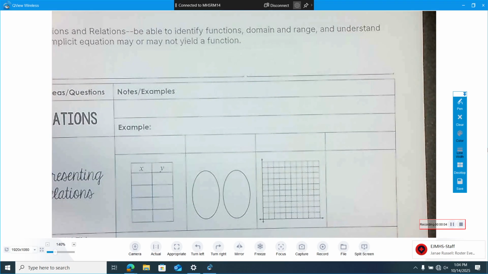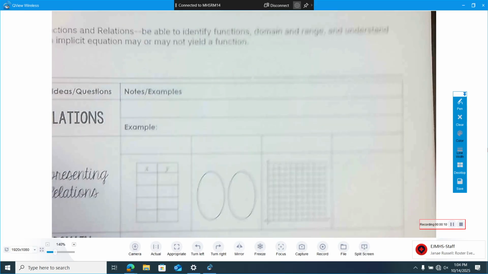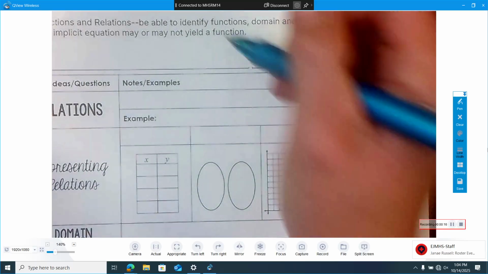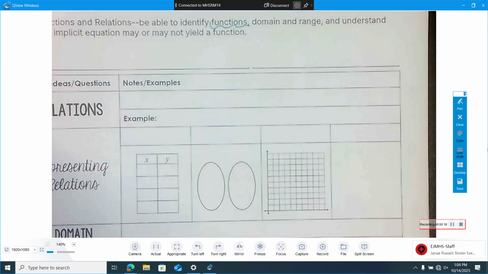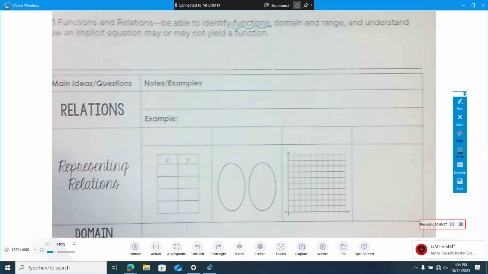So this is Chapter 2, Functions and their graphs, I think we're doing. So mostly everything here is graphing and learning about graphs. We want to be able to identify when something is a function. We need to identify the domain and range and understand how an implicit equation may or may not yield a function, which we'll actually talk about tomorrow.